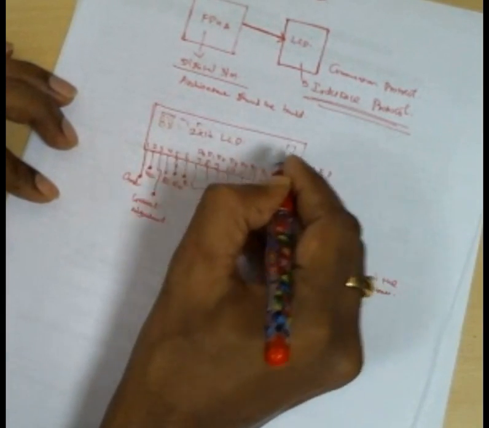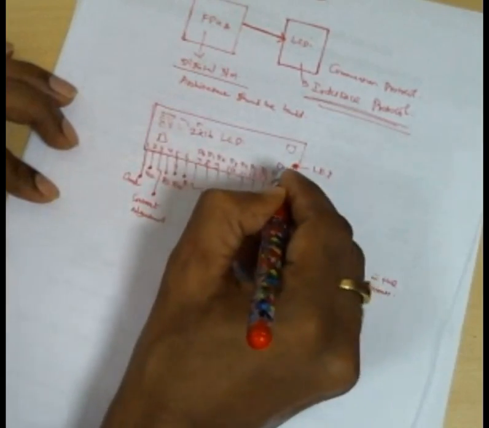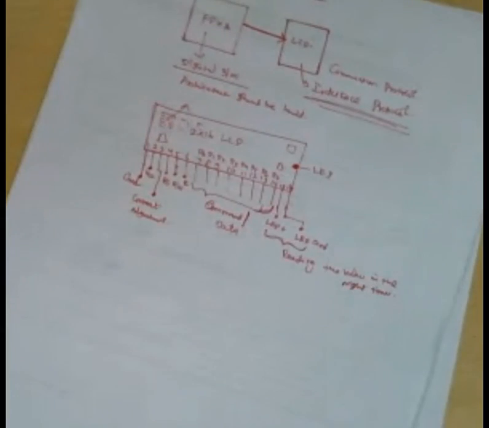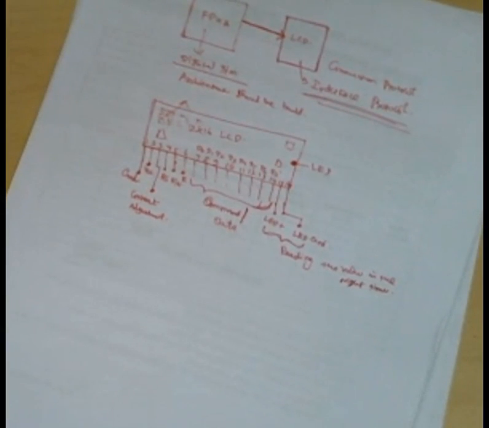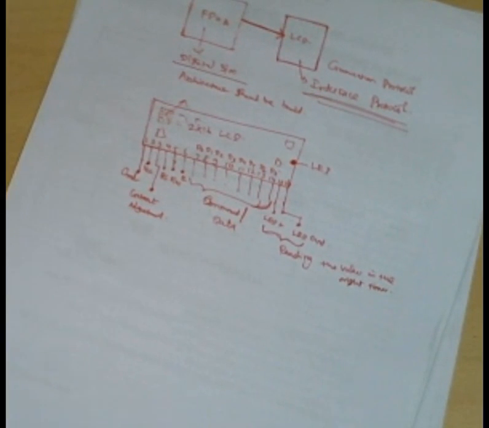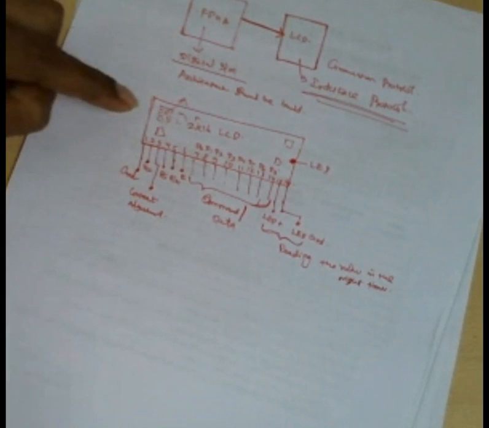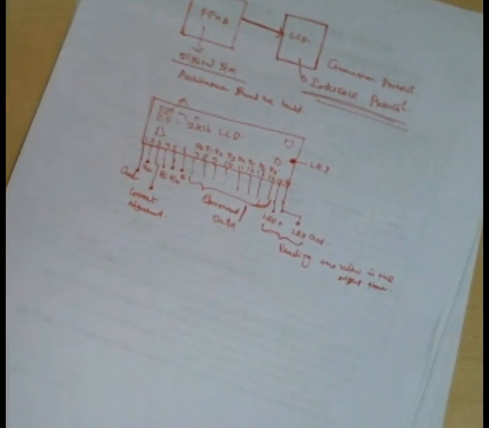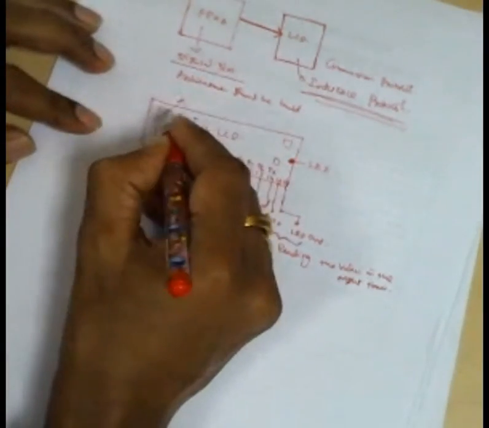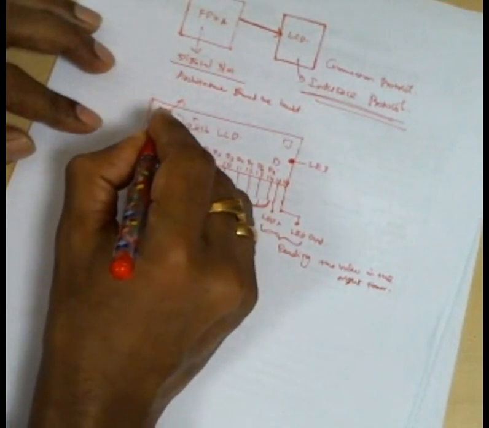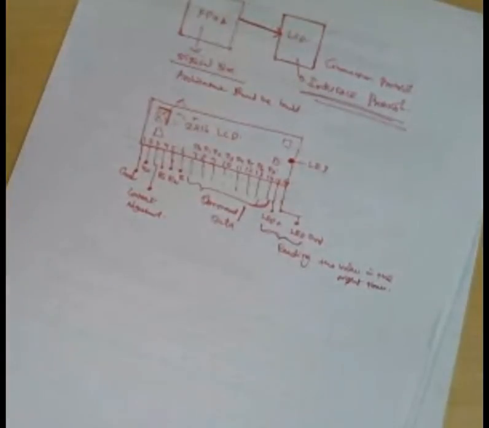So like that there are 16 here, and also 16 here. Every crystal is one cube, and every crystal can display one character by its illumination. Suppose you want to display 7, then this row and this row will be illuminated.